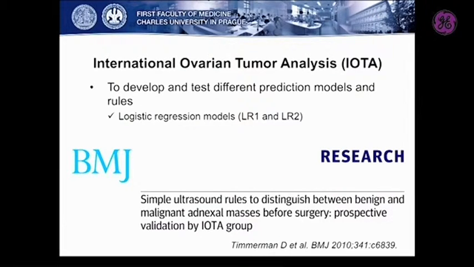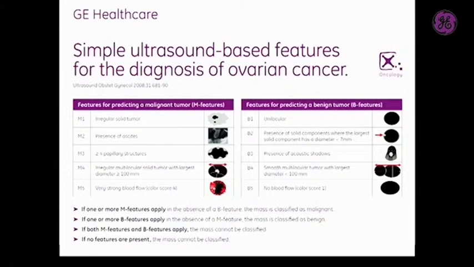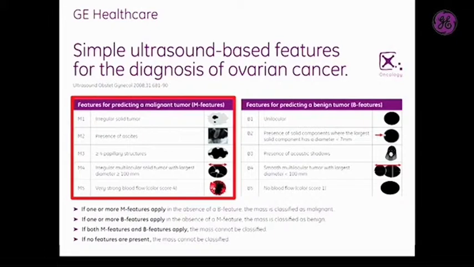The second approach to describe the adnexal masses is the simple ultrasound rules, which are based on ultrasound features which are highly pathognomonic for the presence of a malignant mass and for the presence of a benign mass. These rules are so simple that they can be used by an examiner with less experience, without need of a computer, without need of the CA125. And the mass is evaluated as malignant if only malignant feature or features are present in the absence of a benign feature.